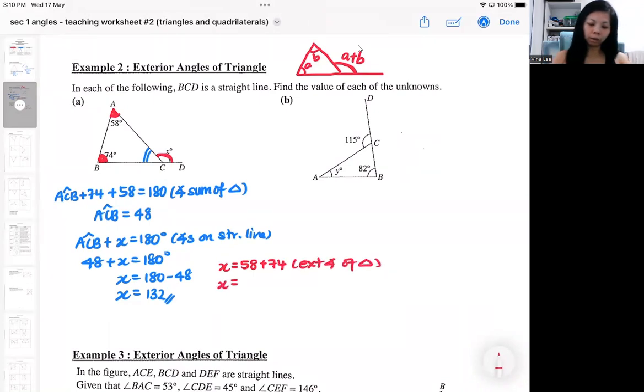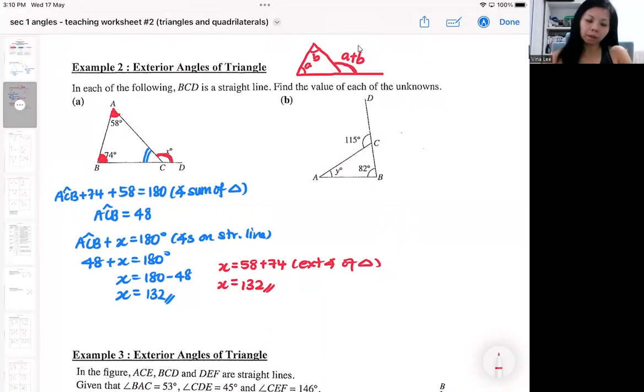So then it will just be a one-step working compared to such a long line of working. So if you can detect the exterior angle, it will be quite short. But if you couldn't, you can still go for your angle sum of triangle or angles on a straight line. It will just involve a bit more steps.